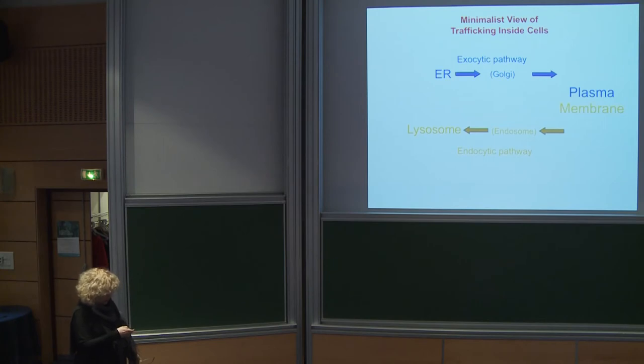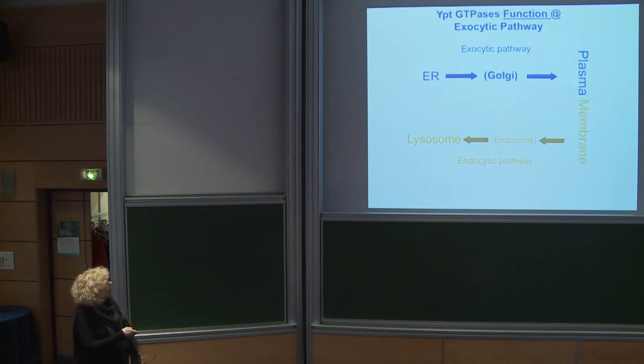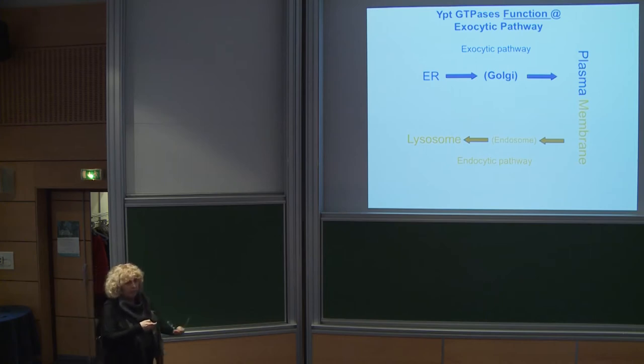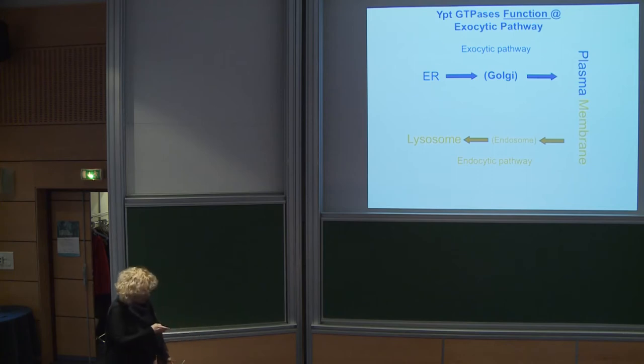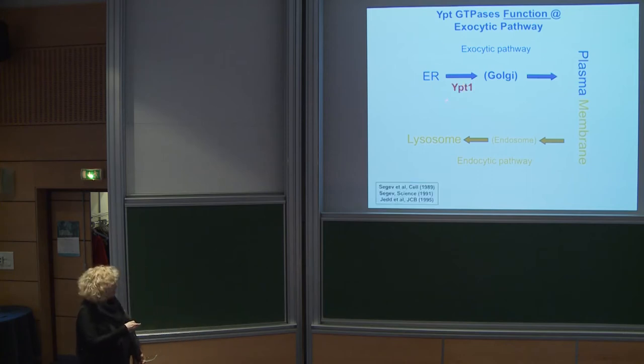So this is the minimalistic view of cells, the exocytic pathway to the plasma membrane, and the endocytic pathway, okay? What I'm showing here, based on function, based on mutant phenotypes, we saw that they are in the exocytic pathway. YPT1, in a set of papers, we showed that it's in the early transport from ER to Golgi, and then YPT31 and 32 are late Golgi.